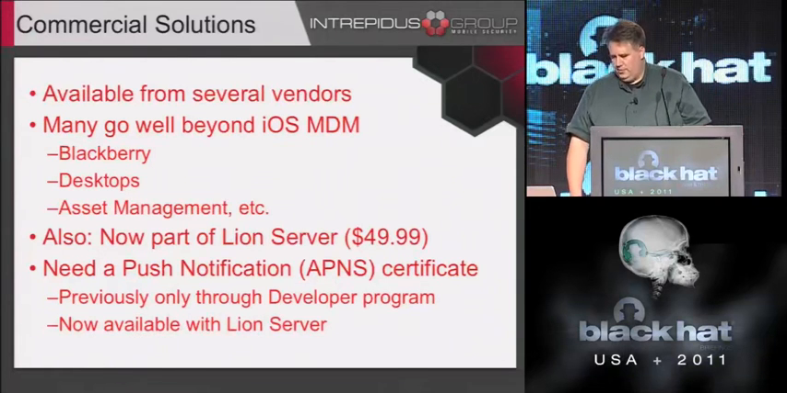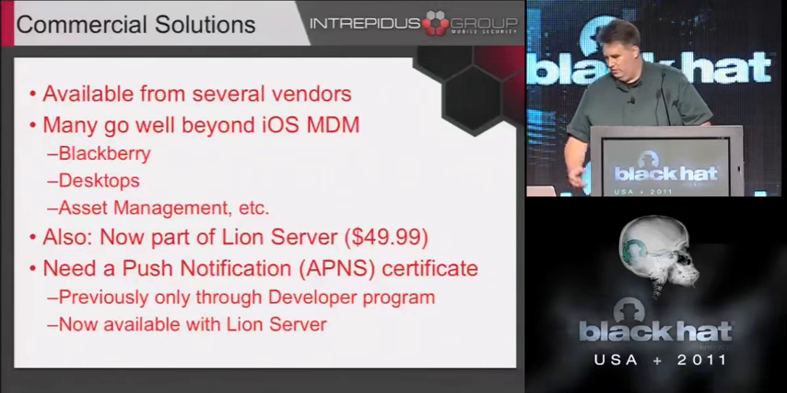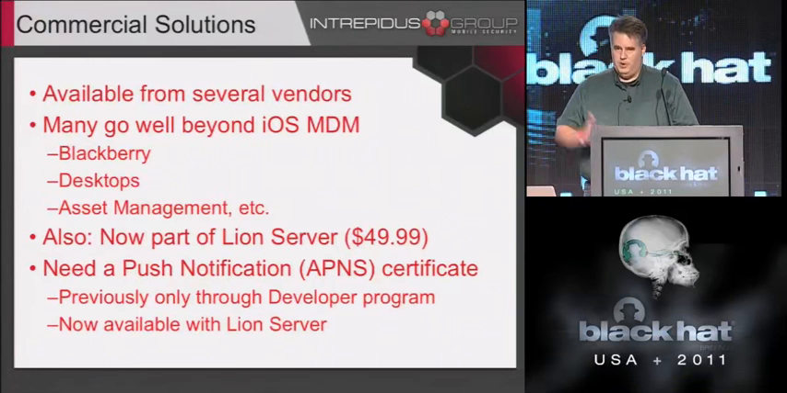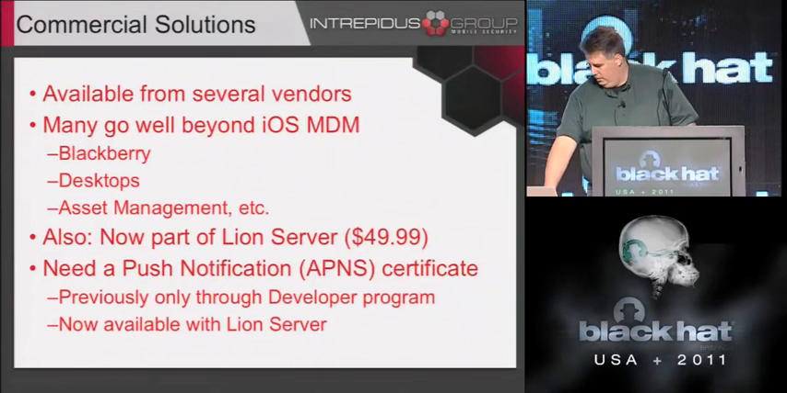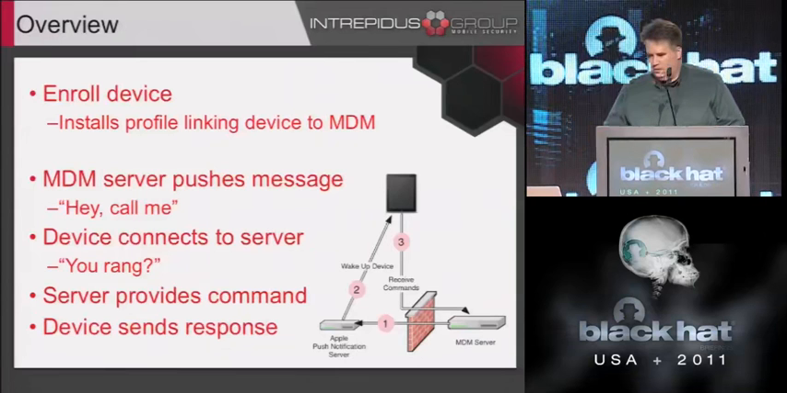Also, it's now part of Lion Server, which is nice, because that's only $50, and it makes it a lot easier to play with. But you still need a push notification certificate, and I'll go into the details on the next slide. That's what you need to actually send the messages through the push notification service to the device so it can then talk to the MDM server. Previously, you could only get those through the developer program, so even if you bought one of these commercial products, you still had to register with Apple as a developer just so you could get that cert. And they're now available through Lion Server. And I presume that there's going to be some method to do that for the commercial, third-party products as well. So how does it work?